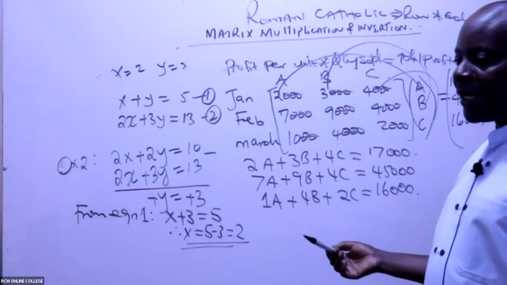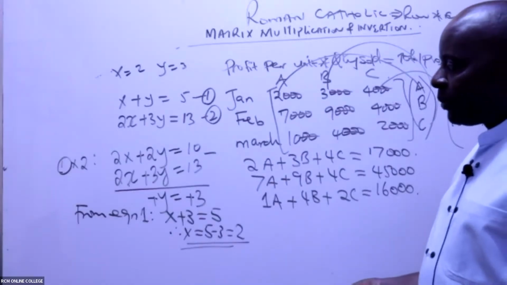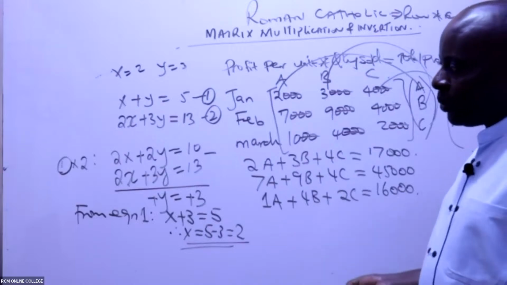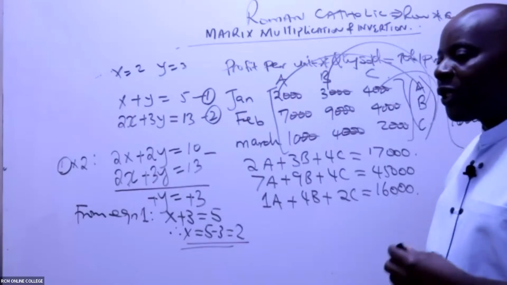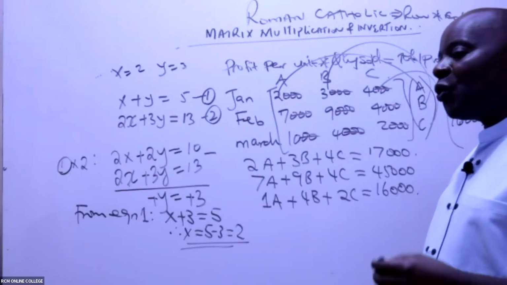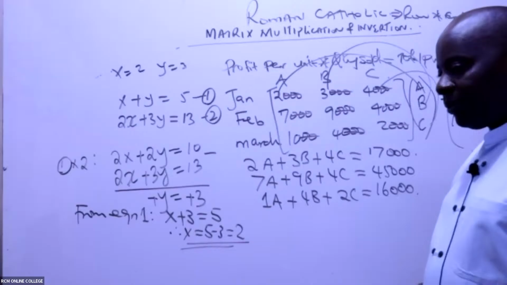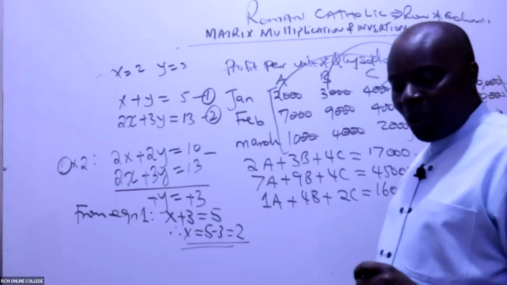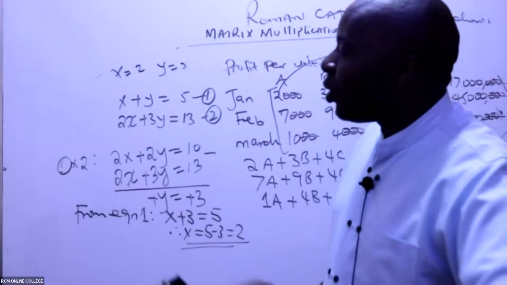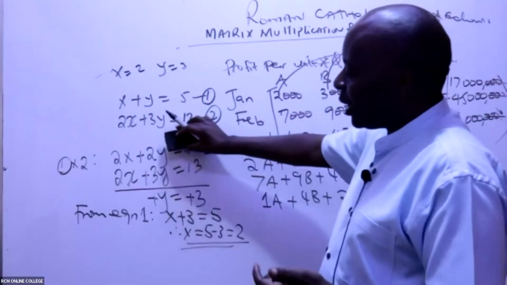So, ladies and gentlemen, I can use this approach, elimination, to get the values of x and y. I can decide to use substitution. But the very easiest method, my good students, that I would want to sell to you today is what we call Cramer's rule. Under Cramer's rule, what you're supposed to do is to identify what we call the base matrix. Please listen.